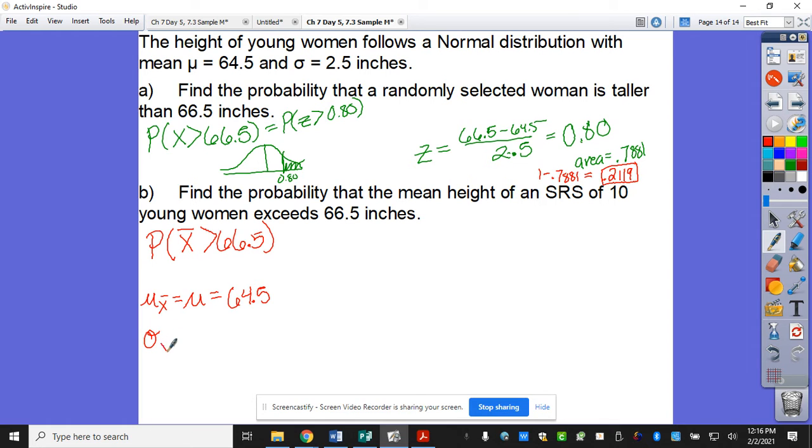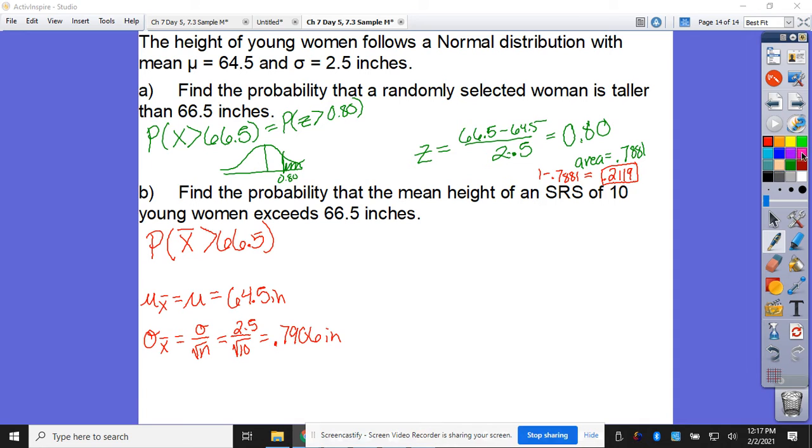My standard deviation of X bar, I do sigma over square root n. My sigma was 2.5. My n is 10. And you said that one gives me 0.7 what? Since I usually do it as 4, what is it to 4? 6. Just trying to keep it consistent with what I usually do. Those are inches.